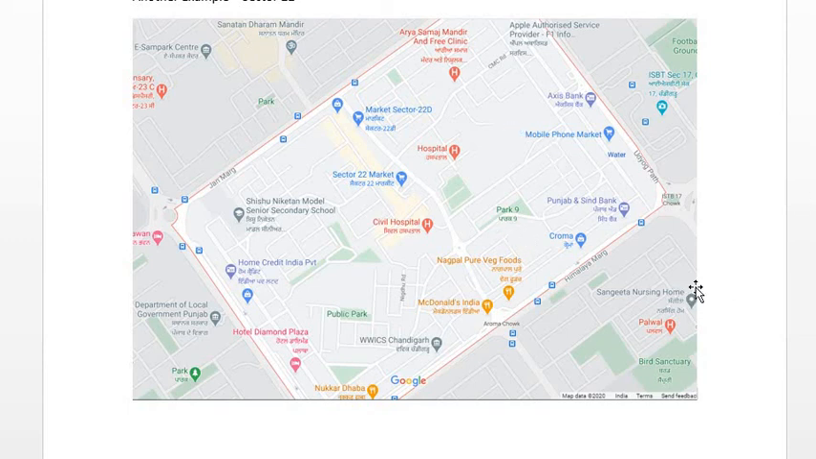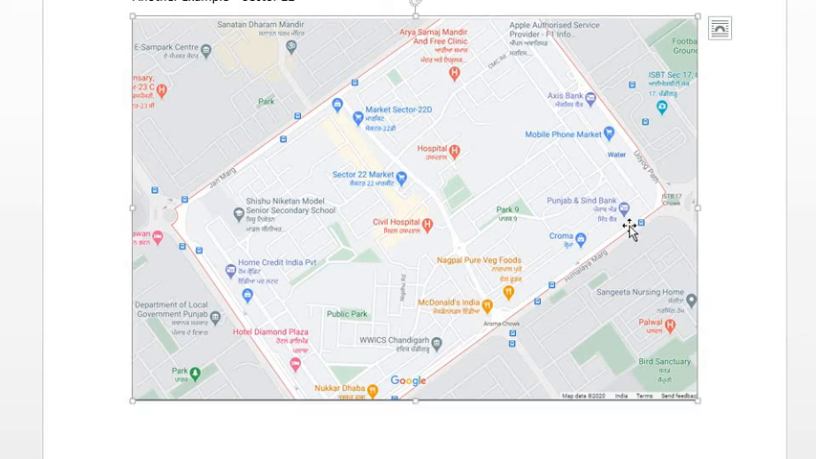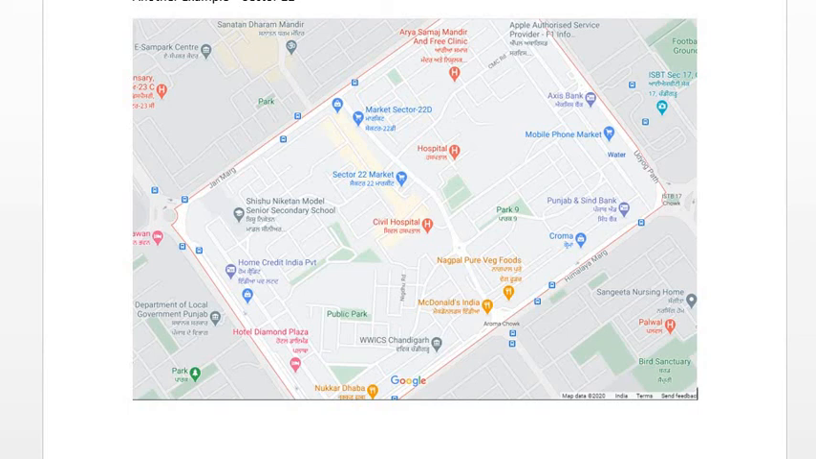So Chandigarh is one of the best cities to live in, and also if any city is being planned, then Chandigarh would be the best case study for the planning of other cities. Yeah, that's it.